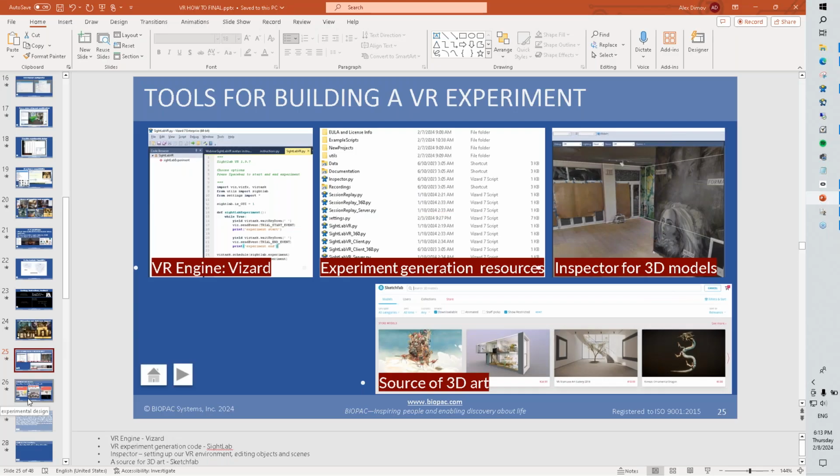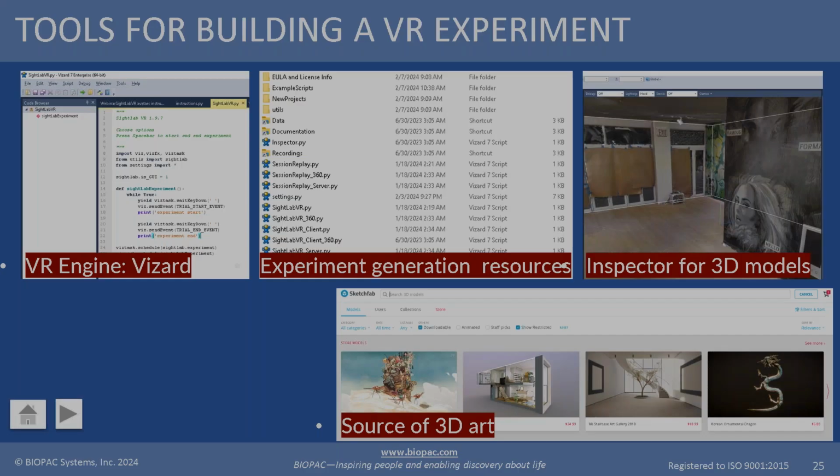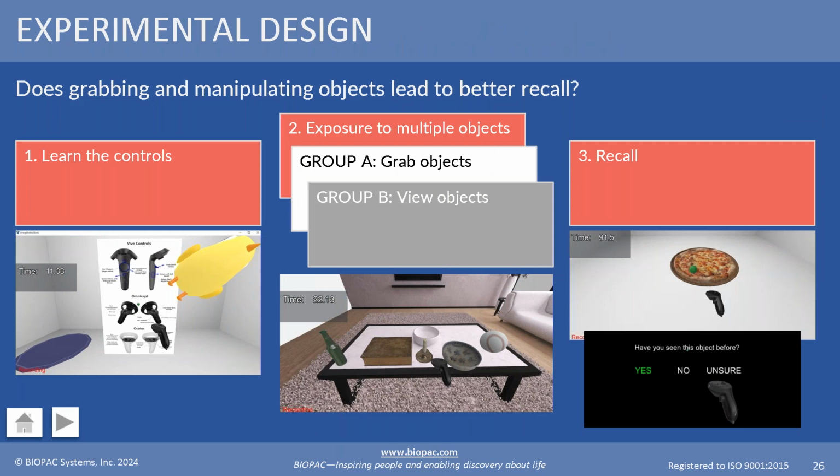So what's the plan for today? I'm going to walk you through the creation of a simple experiment. It's sort of a made-up experiment, designed so that you can have some typical components and ingredients to building virtual reality. So let's say we have a hypothesis to test, and our hypothesis is that grabbing and manipulating objects will lead to better recall of those objects, versus just viewing the objects.